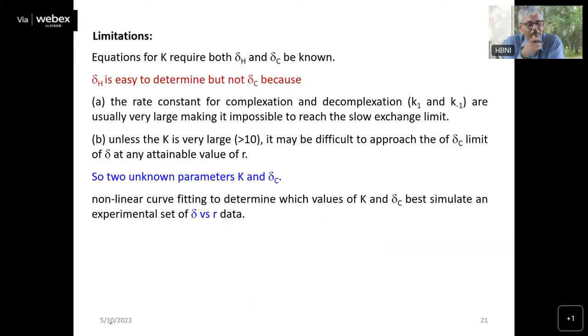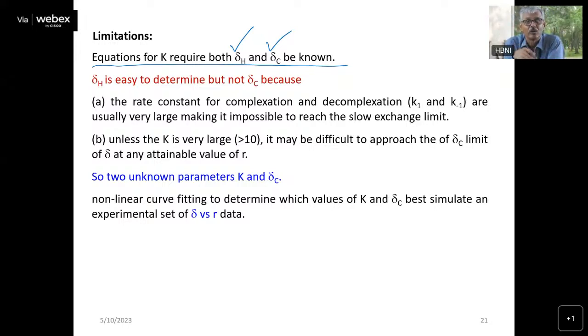Okay, so whatever I have told, there are also limitations. If you see the equation, now the delta H and delta C must be known, but I have told that delta H is very easy to find out. You can take the pure host, record the NMR, and you will get the delta H. But delta C has to be measured, and there is a big problem in the delta C measurement.